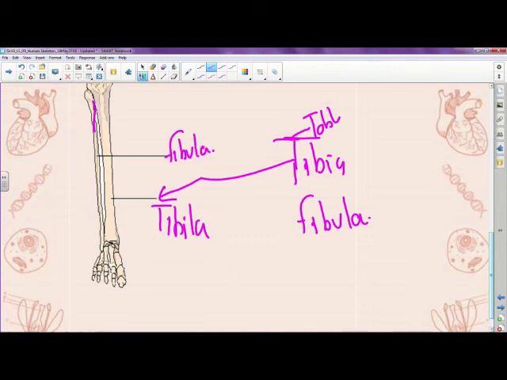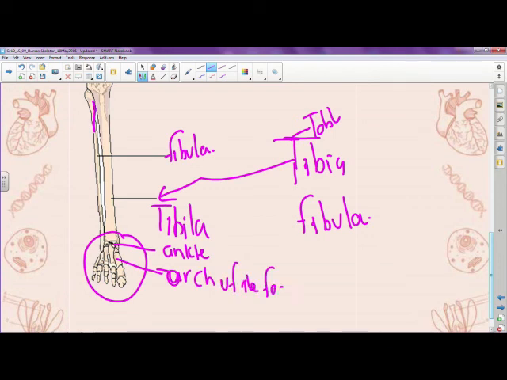Now, when we get to the foot, again it mirrors the hand. Why? Because we have an ankle, the same as we had a wrist. We don't have palms of the hand, but we have an arch of the foot. And although we don't have fingers, we call them toes.